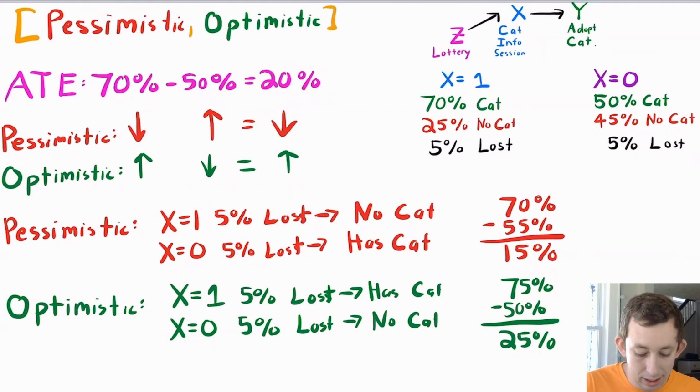So in the pessimistic number, we're going to assume that the 5% of people who did not answer our survey, they did not get a cat. And the 5% of people in the control group who didn't answer, we're going to assume they did get a cat, which is going to make this number as small as possible and make this 15 percentage points.